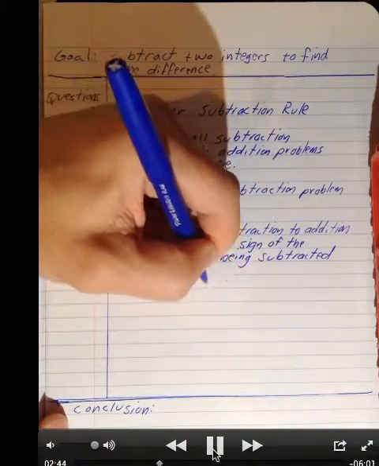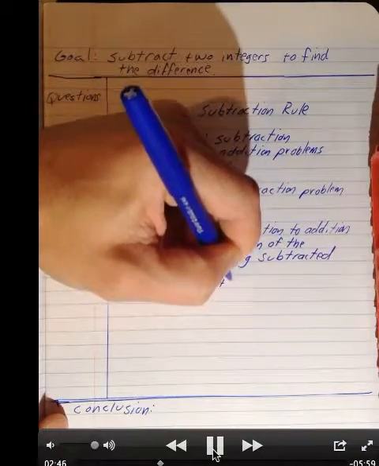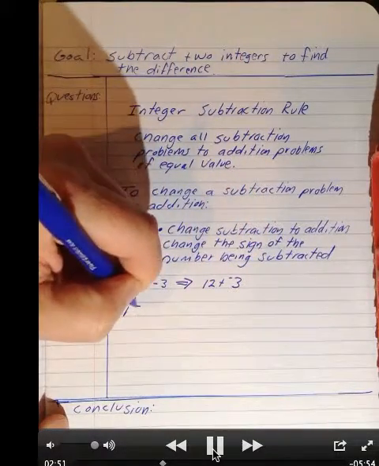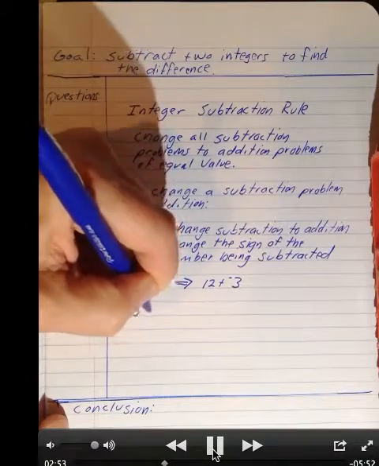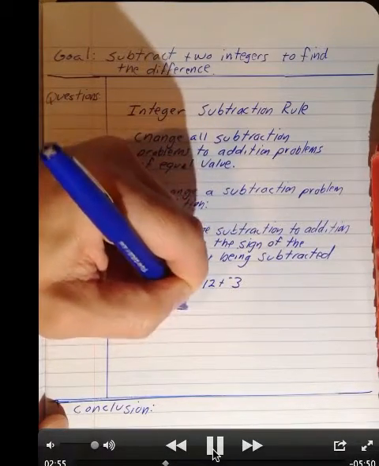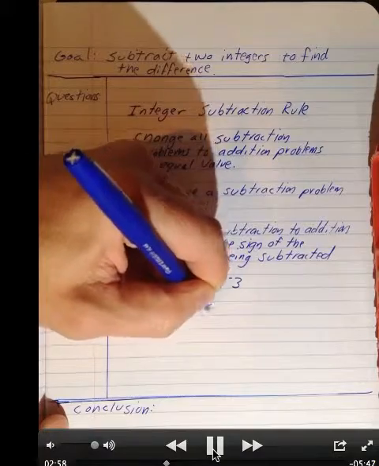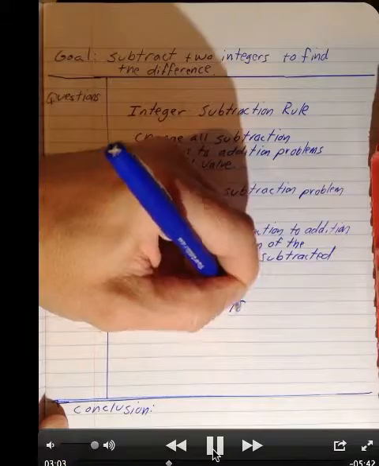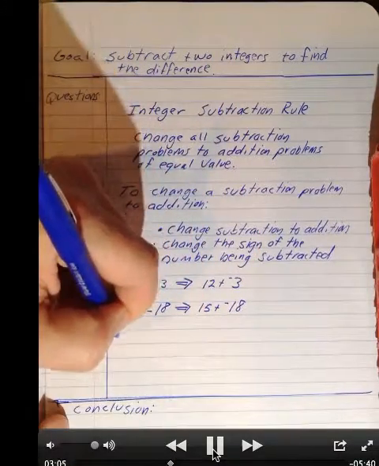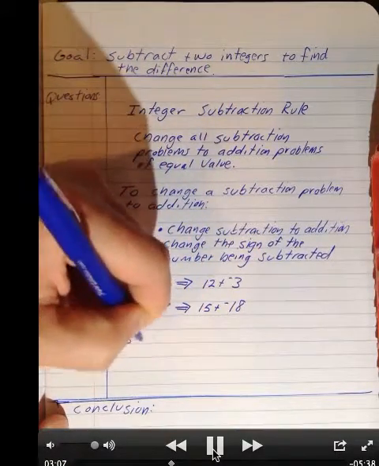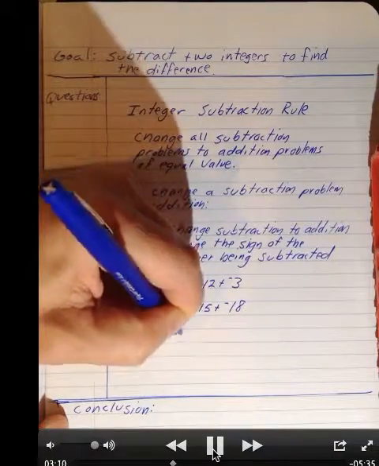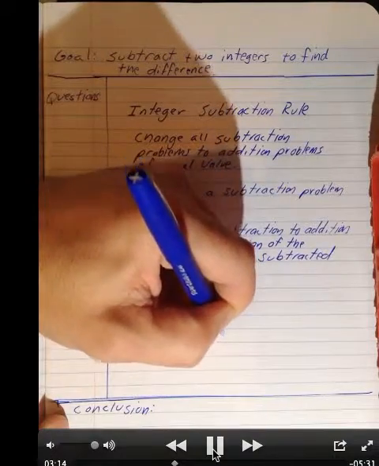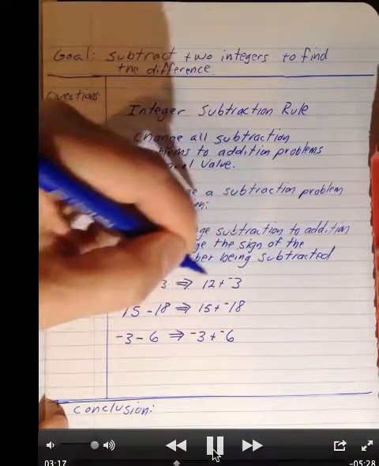Here's some examples. 12 minus 3 becomes 12 plus a negative 3. Fifteen minus 18 becomes 15 plus a negative 18. Notice how the first number doesn't change. We don't change the sign of the first number.